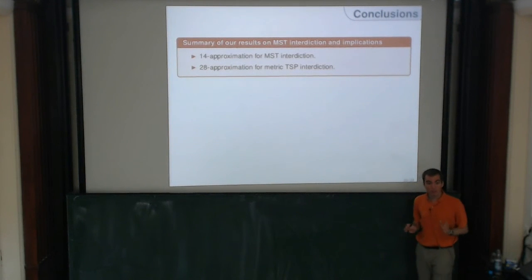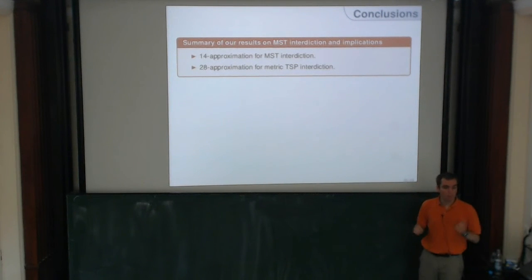I didn't really try to heavily optimize constants, so maybe one can improve that quite easily to something a bit better. I don't know, but it's nice to have an already somewhat reasonable constant. And by what I mentioned at the beginning, this implies a 28 approximation of metric TSP interdiction.